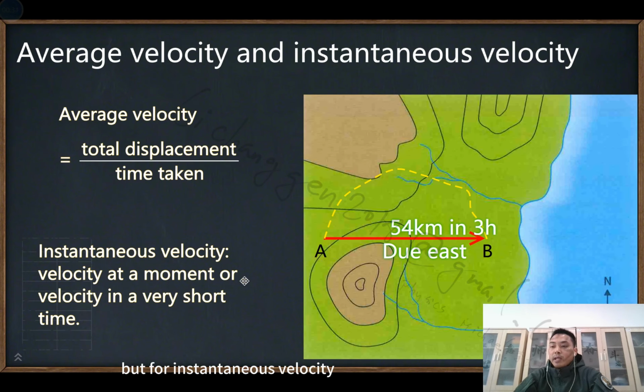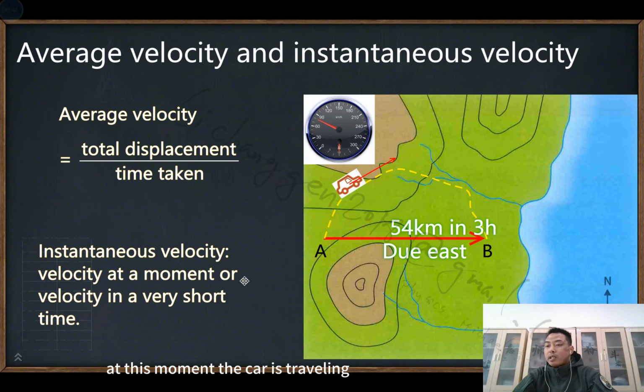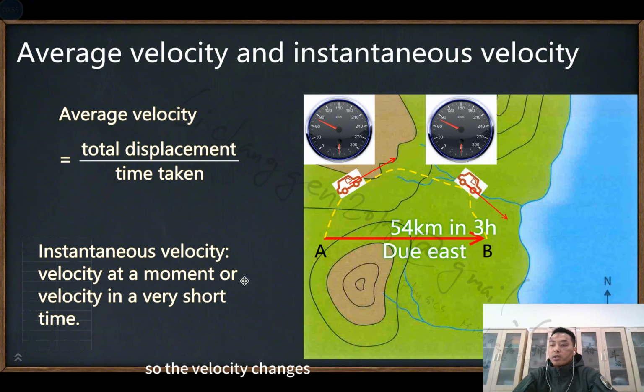But for instantaneous velocity, think about a speedometer game, but this time with its direction. At this moment, the car is traveling 80 kilometers per hour, so its instantaneous velocity is 80 kilometers per hour, including its direction of movement at this moment. And a moment later, the car is still traveling at 80 kilometers per hour, but with a different direction. So the velocity changes, even though its magnitude is the same as before.